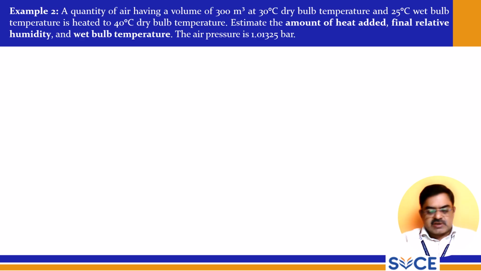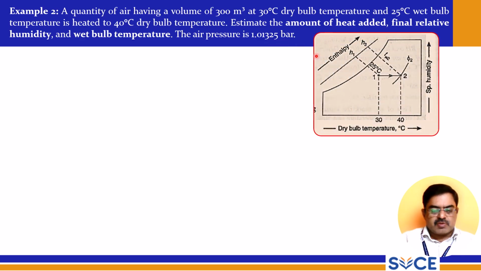Coming to the next numerical problem: a quantity of air having a volume of 300 meter cube at 30 degrees Celsius dry bulb temperature and 25 degrees Celsius wet bulb temperature is heated to 40 degrees Celsius dry bulb temperature. Estimate the amount of heat added, final relative humidity and wet bulb temperature. So these are the three parameters we have to find. The air pressure is 1.01325 bar.